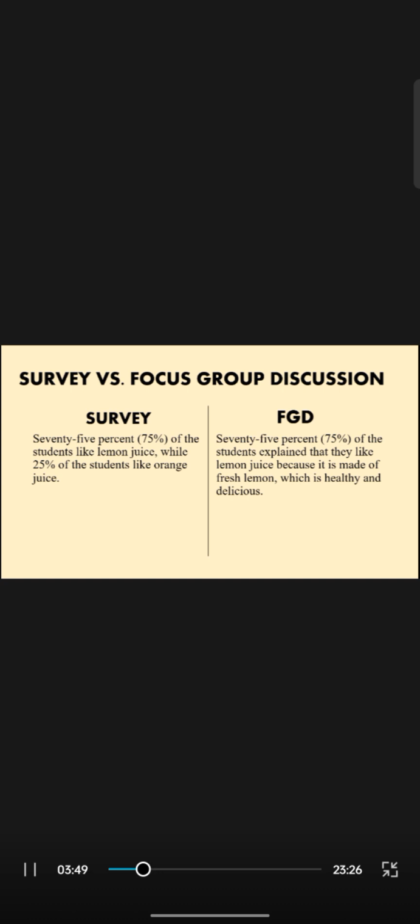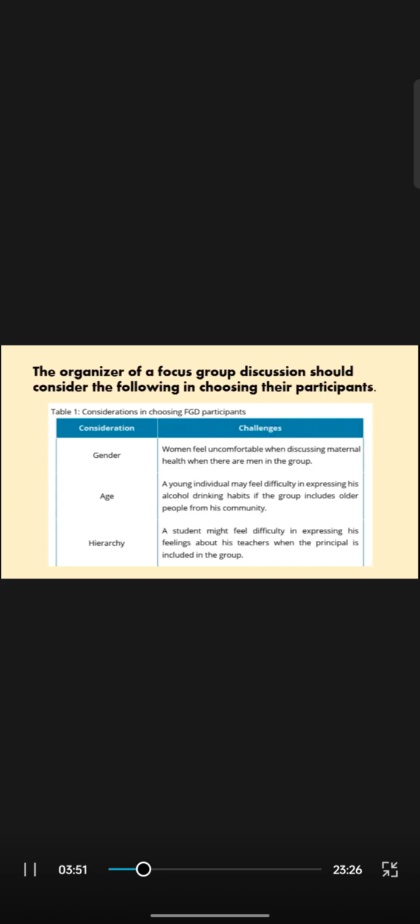Then next, the consideration is gender, age, and hierarchy. And the considerations in choosing FGD participants, or choosing focus group discussion participants, are three: gender, age, and hierarchy.